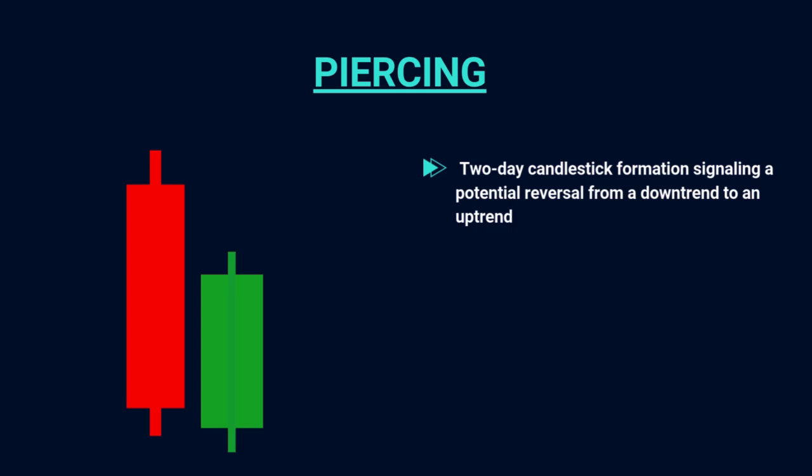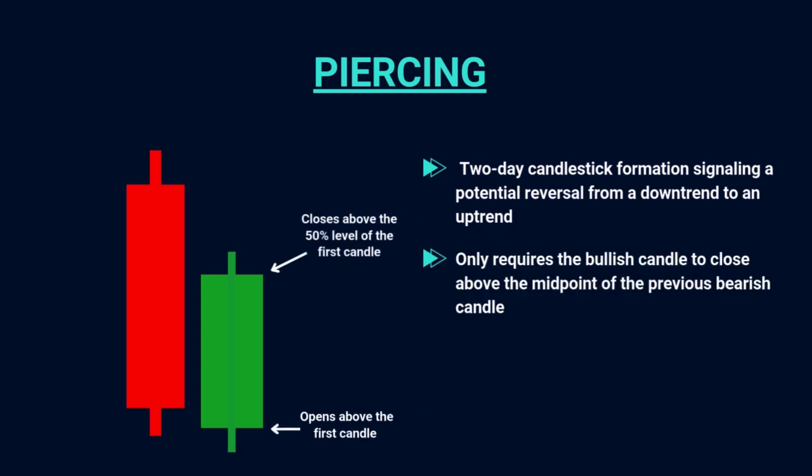On the first day, strong selling drives the price to close near the low, while the second day opens lower but closes near the high, covering at least half of the previous day's bearish candle.